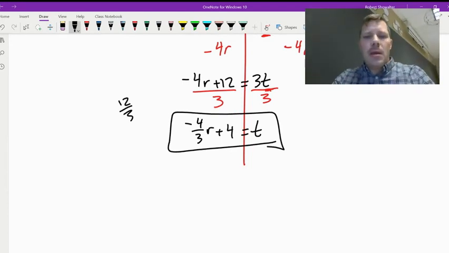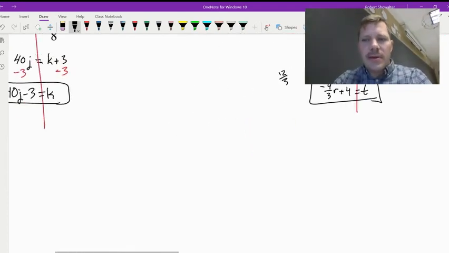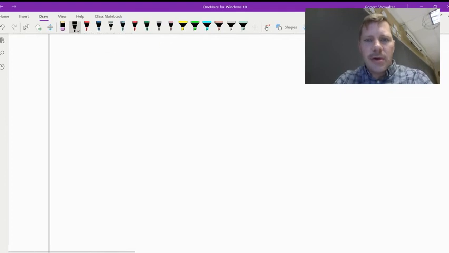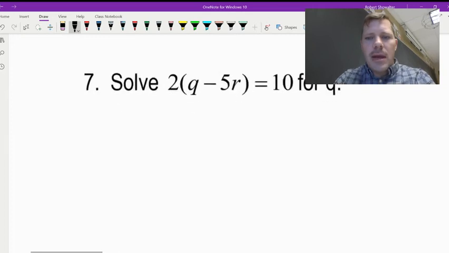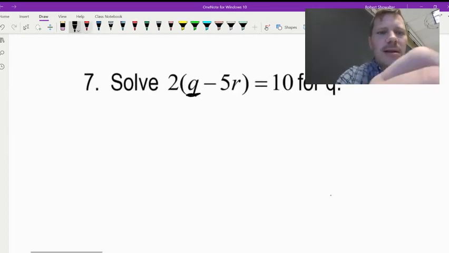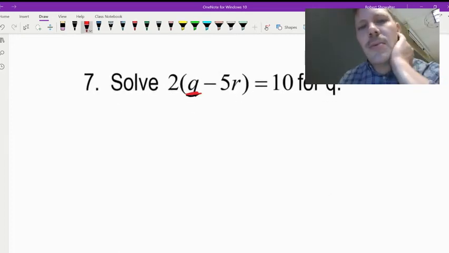Super job. Okay, do we have some more problems? We have some more problems on the notes before you get to the homework. Whoops. All right, here we go. Now we're going to solve for Q. So identify where Q is. It's right there. And we got to dig it out.